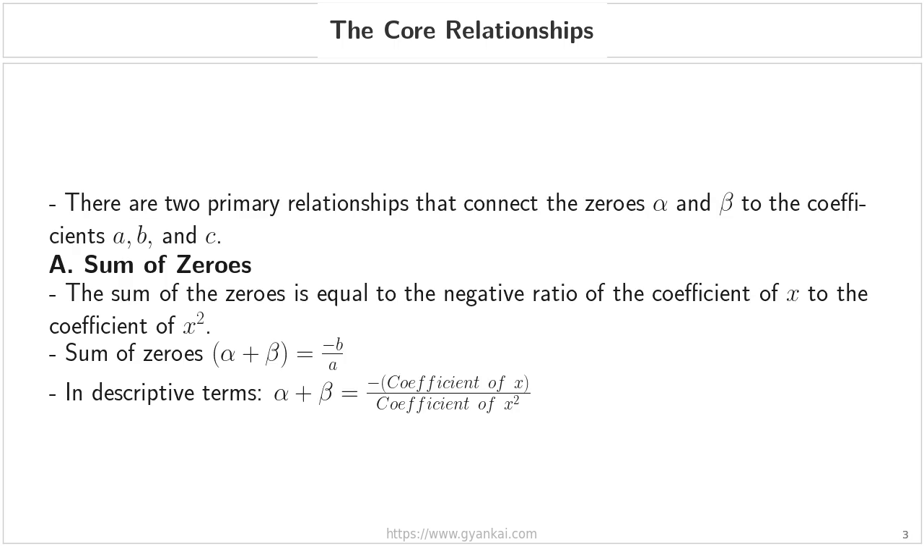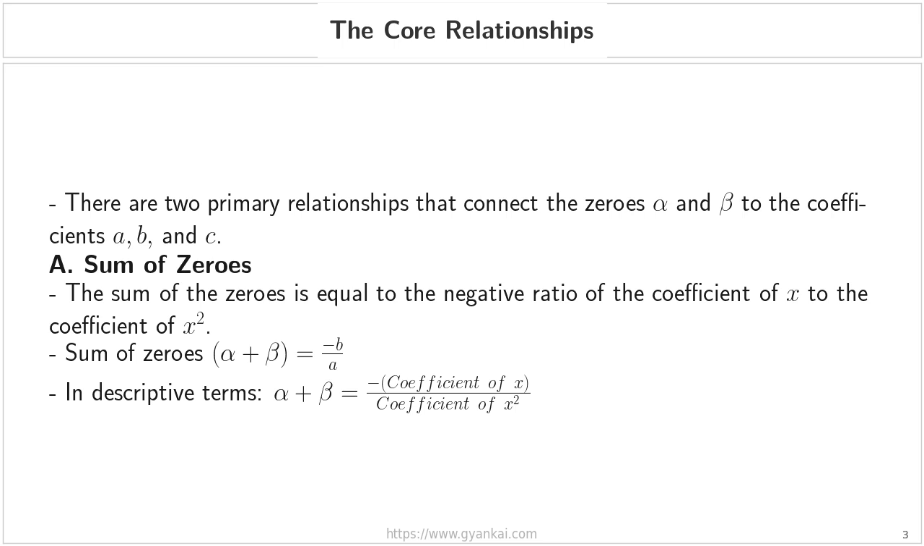First, let's look at part A, the sum of zeros. This formula tells us that if we add our two zeros together, the result is equal to the negative ratio of the coefficient of x to the coefficient of x squared. In mathematical notation, alpha plus beta equals negative b over a.